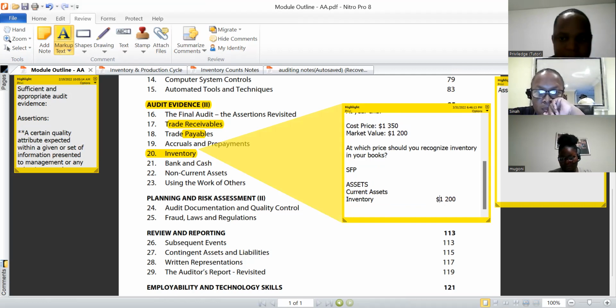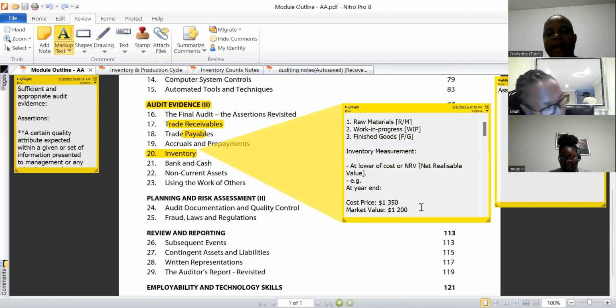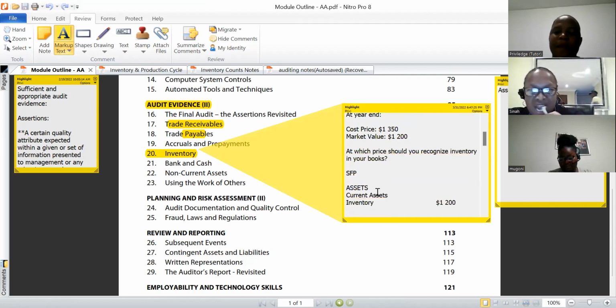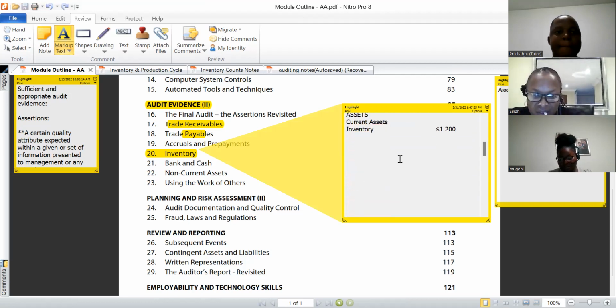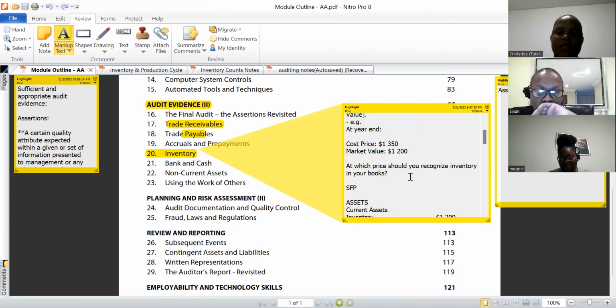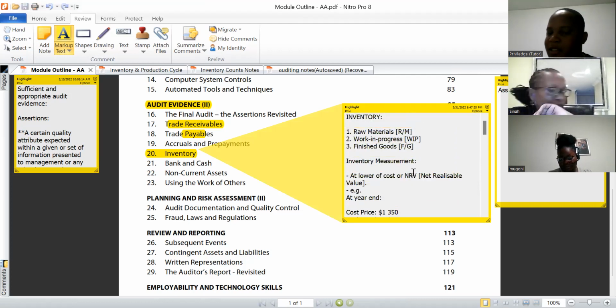Right. So those are some basic concepts I just thought I should highlight and bring to your attention. I don't want to complicate it or start teaching you accounting or cost management accounting. So what I want to deal with is the auditing side of it. When we're looking at inventory from an auditing perspective, how do we view inventory?